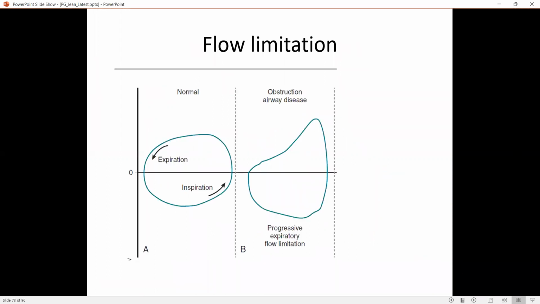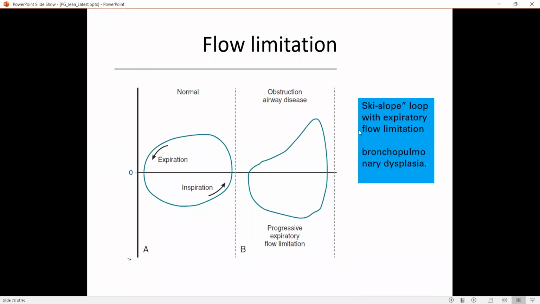Now, flow limitation. In this graph, from Goldsmith, expiration is represented in the lower part and inspiration in the upper part, and it is counterclockwise. Here we can see the expiratory flow is being limited, so we can say progressive expiratory flow limitation. This is seen mainly in obstructive airway disease. It is known as the sky slope loop, mainly seen in BPD.